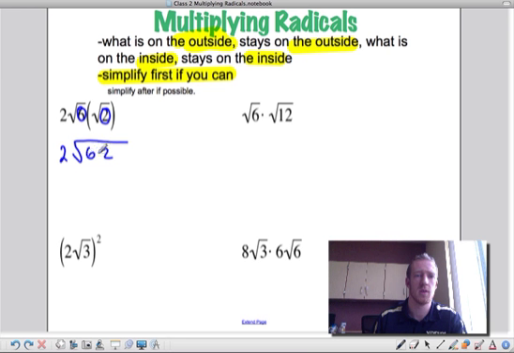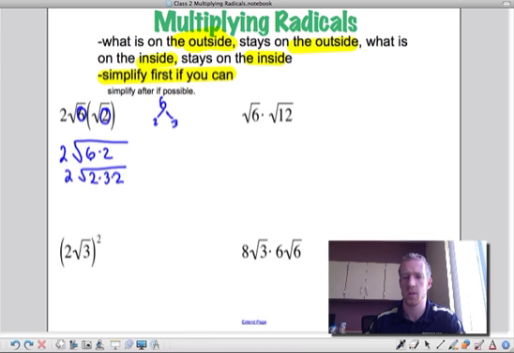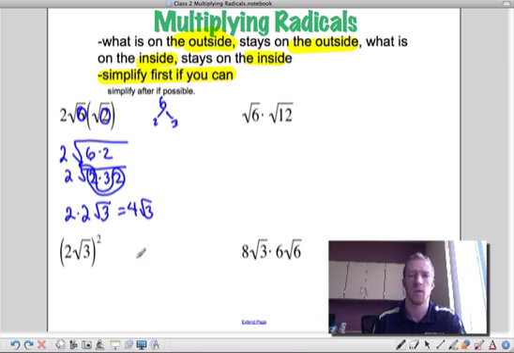Now before I even multiply that to get a 12, I want to do my prime factorization thing from the lesson before. So a 6 is a 2 times 3. So this is like 2 root 2 times 3 times 2. So now since I have a pair, I'm going to circle my pair and take one out. So I've got 2 times the 2 I took out times root 3 equals 4 root 3.